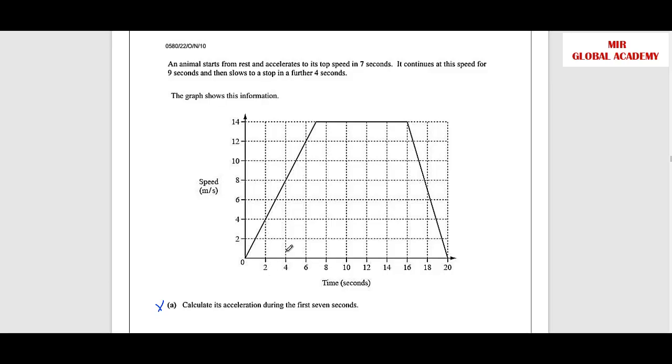So to find the acceleration in a speed-time graph, acceleration is basically the gradient of the graph, that is rise over run. The rise is 14 and the run is 7. So 14 over 7 is 2. Acceleration is 2 meters per second squared.